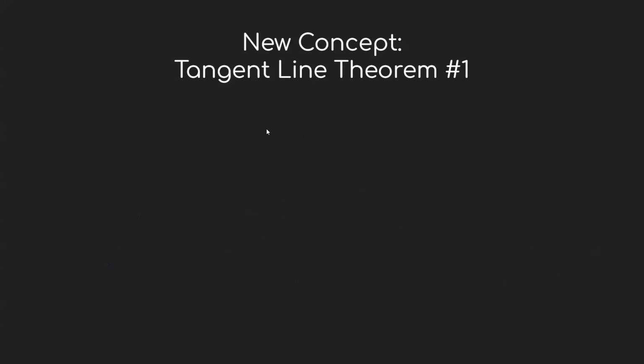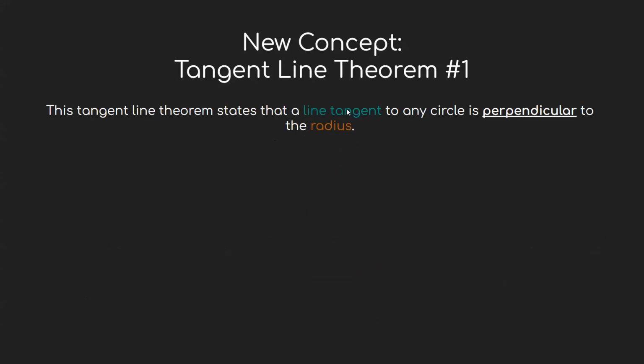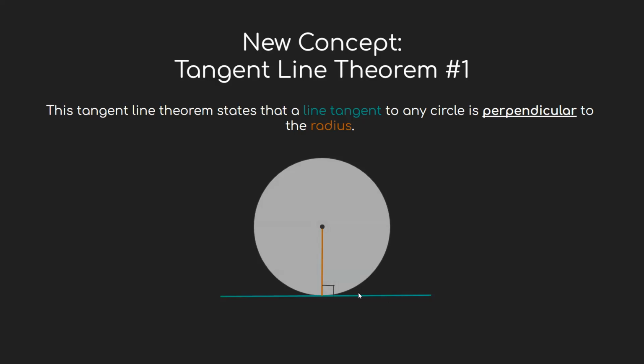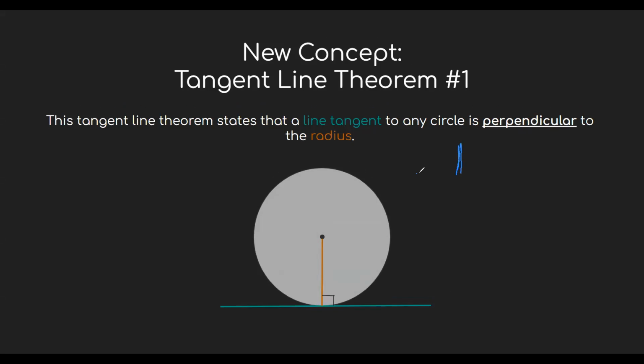So we have a theorem again, and this theorem states that a line tangent to any circle is perpendicular to the radius of that circle. Okay, what does that mean? Well, here I have a tangent line and it intersects at 1 point, and this theorem states that the radius and the tangent line are perpendicular. So do you know what perpendicular means? Does anyone know the definition? Okay, perpendicular basically means that it forms a 90-degree angle.